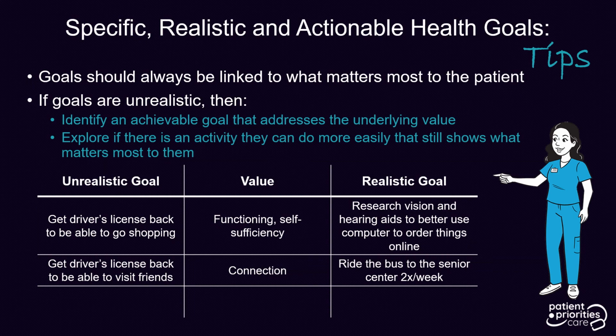If the value is connection, and the patient says she wants to drive to visit friends or family, then he or she may ride the bus to the senior center or get a ride from a family member to a gathering. You need to first understand why it is that they really want to be driving, to work towards identifying other ways that they can still live out that underlying value if driving isn't going to be a possibility.